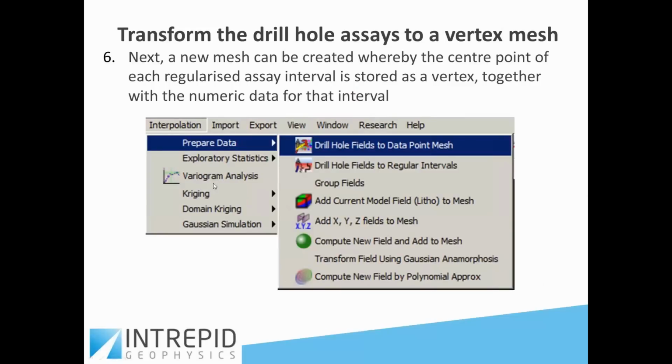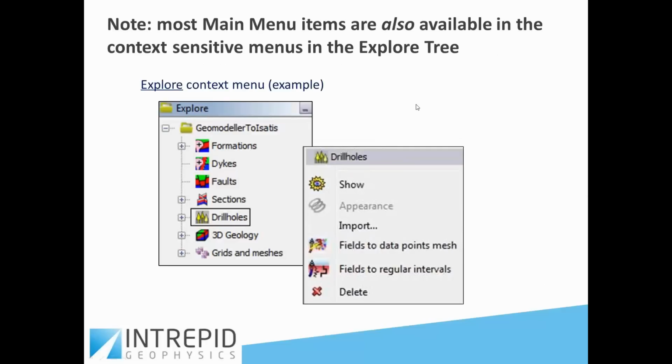Next, we may want to transform the drill hole assays to a vertex mesh. This is by way of creating a new mesh whereby the center points of each regularized assay interval is stored as the vertex, together with the numeric data for that interval. When we do this, we access the main menu, Interpolation, Prepare Data, Drill Hole Fields to Data Point Mesh. Note also that most of the main menu items are available in context-sensitive menus in the Explore tree, and so it's up to you the choice of accessing it through the main menu or the Explore tree.